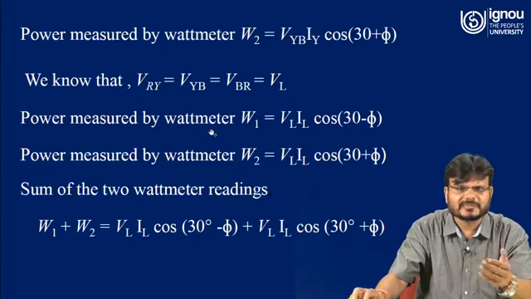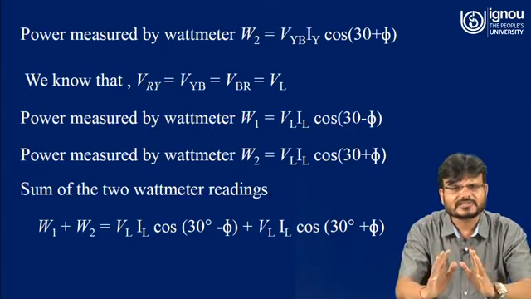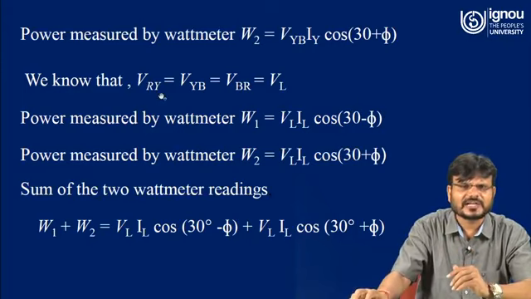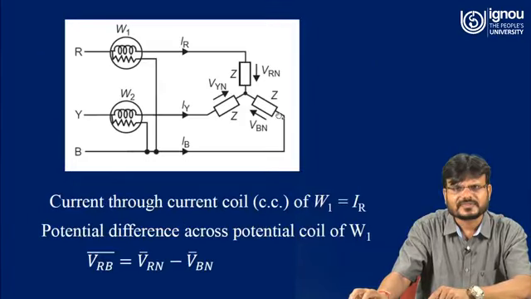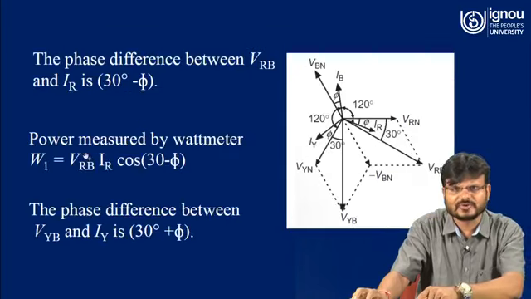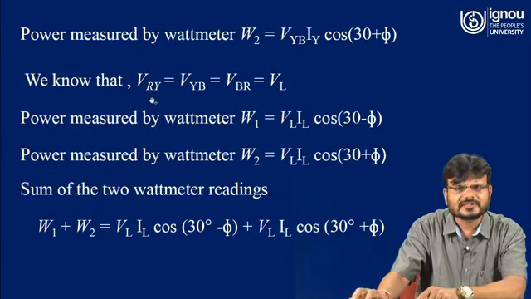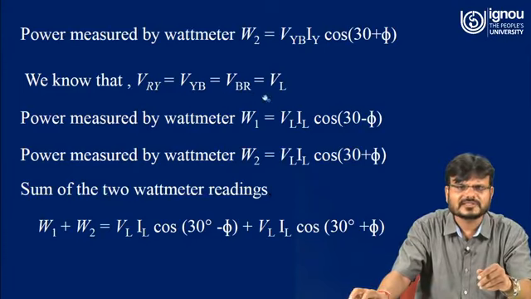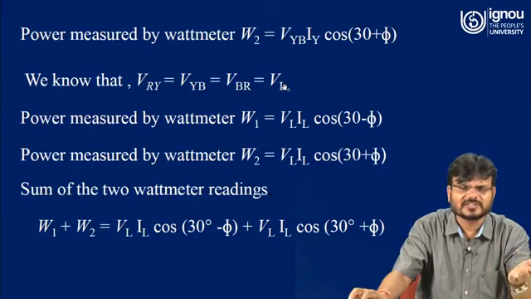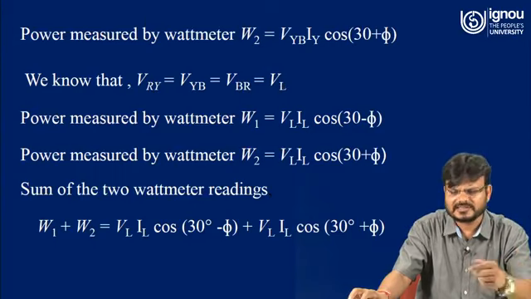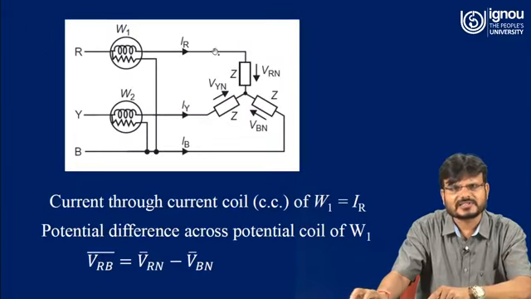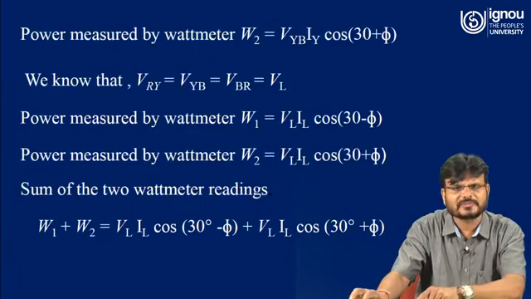And we are assuming it is a balanced system, so you can say the voltage across each phase is equal to the line voltage. So this VRB is basically a line voltage. VYB is also a line voltage. So we can say VRB is equal to VYB, and this is a line voltage VL. So you can replace all these quantities by the line voltage, and current, here you can notice this current is the phase current equal to the line current. So this IR, IY, IB can be replaced by the line current.